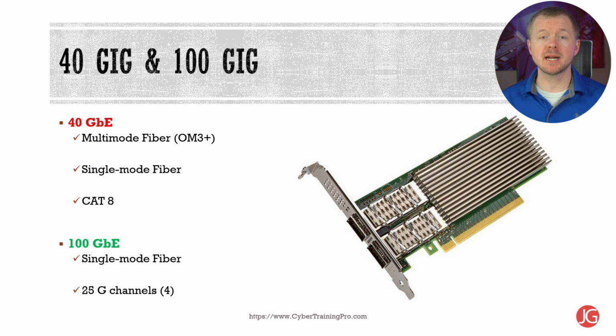Two final network speed options that we won't cover much are 40 gigabit Ethernet, which uses OM3 or better multi-mode fiber with laser light and enhanced quad small form factor pluggables, single mode fiber for up to 10 kilometers of distance, or it's even possible to run 40 gig Ethernet on Cat8 cable for a whopping 30 meters. And then 100 gigabit Ethernet, which uses multi-mode fiber and single mode fiber, again with quad small form factor pluggables, and has 4 channels of 25 gig each.